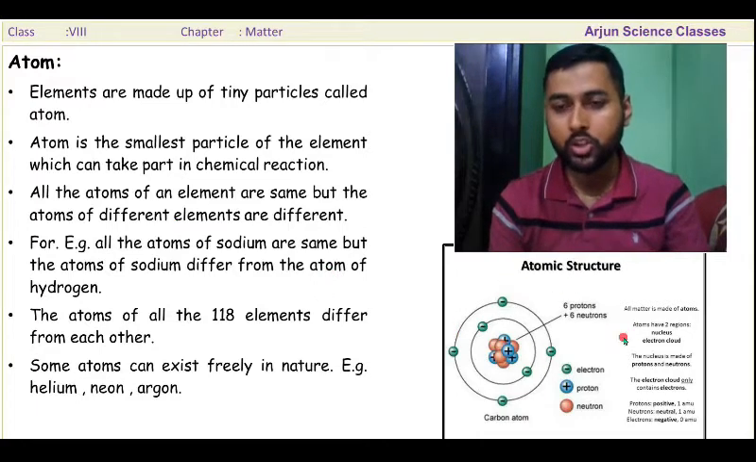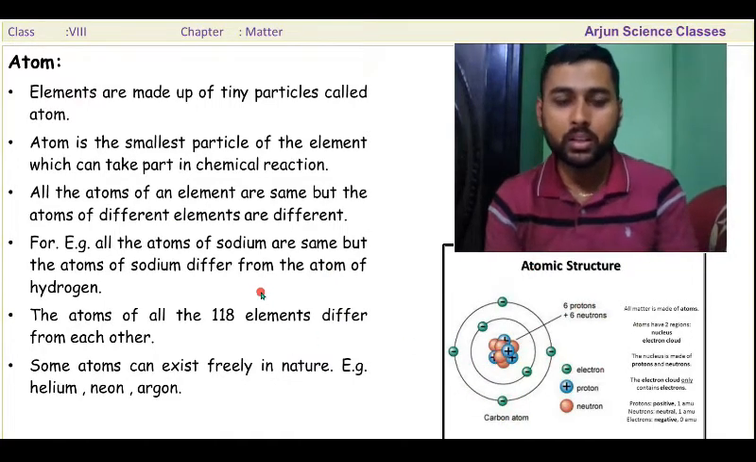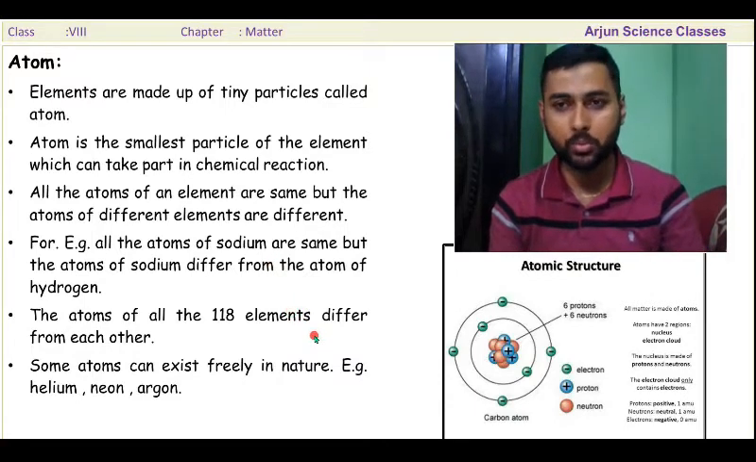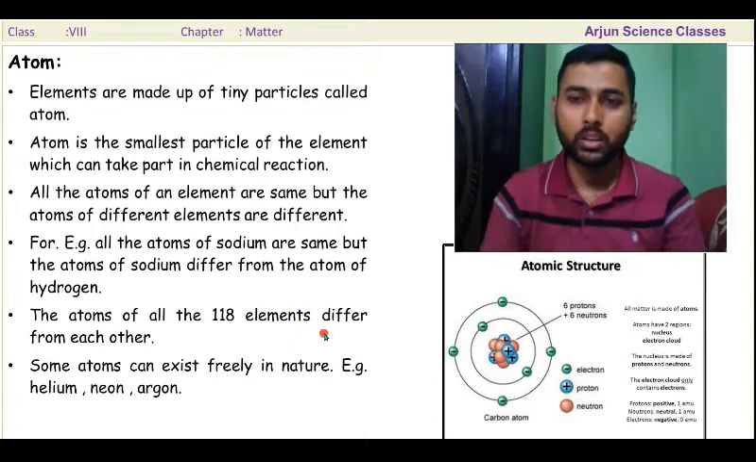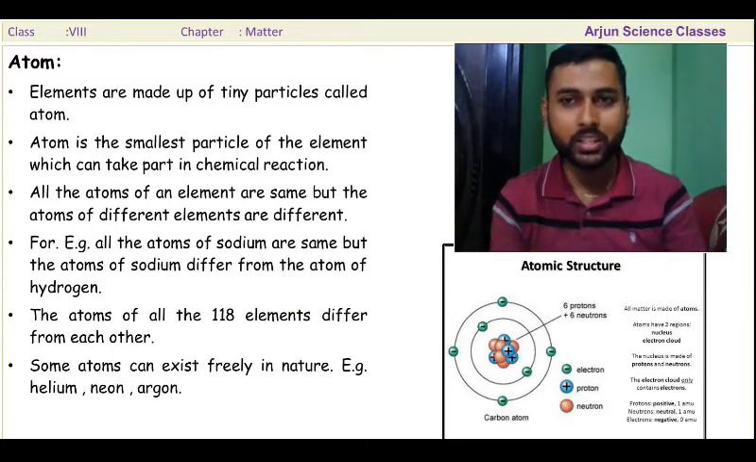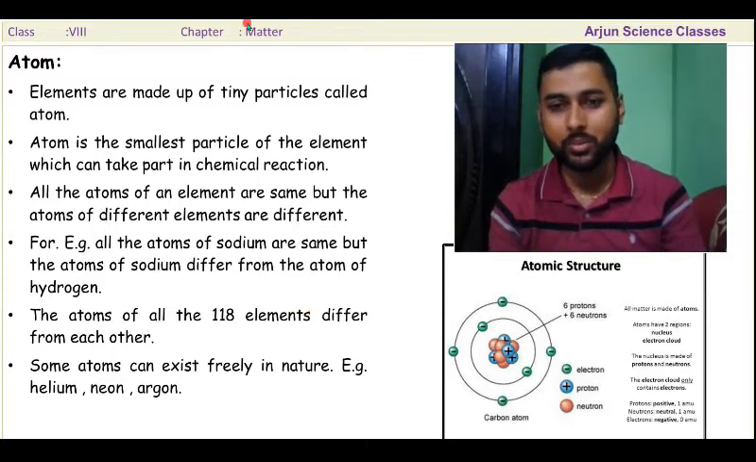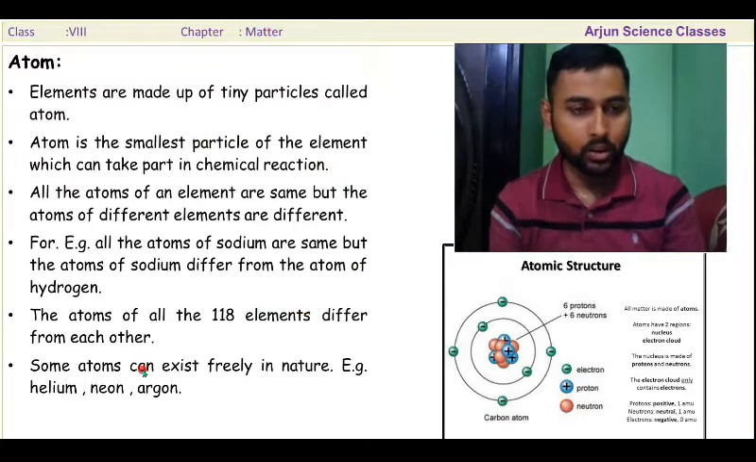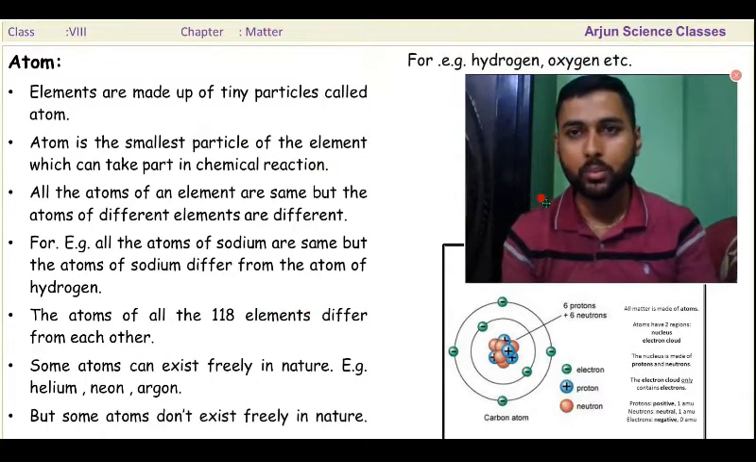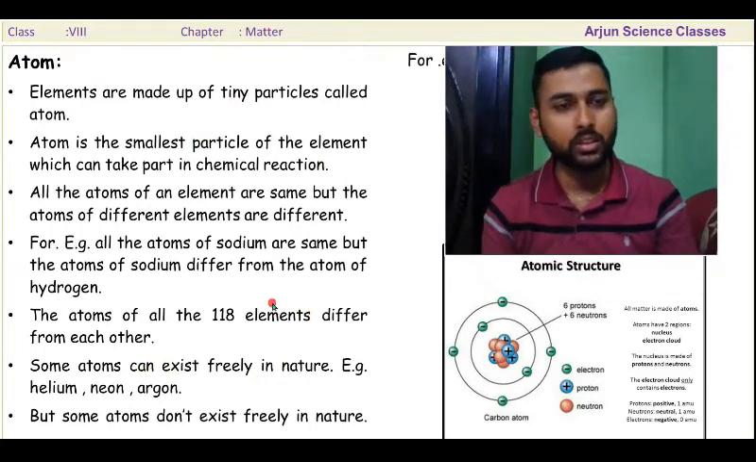Here you can see the atomic structure of one element. This is the carbon element. There are altogether 118 elements, and the atoms of all these 118 elements differ from each other, which we have already discussed in the previous class. Some atoms can exist freely in nature, like helium, neon, argon, and some cannot exist freely in nature, for example hydrogen, oxygen.